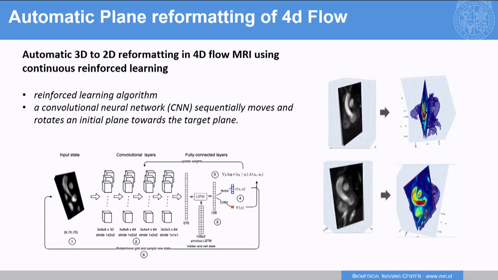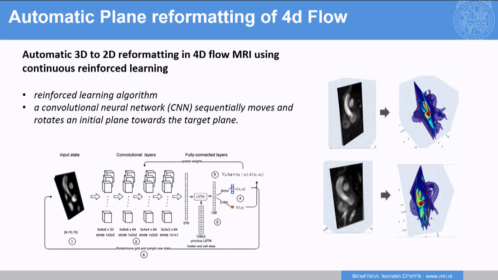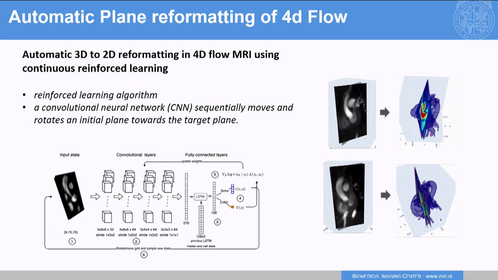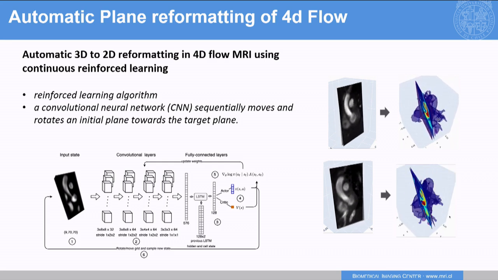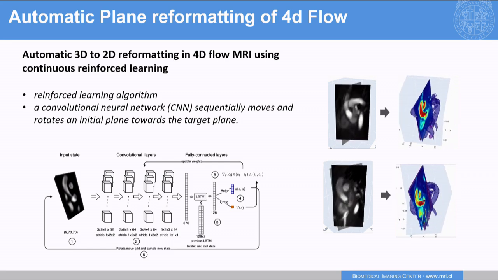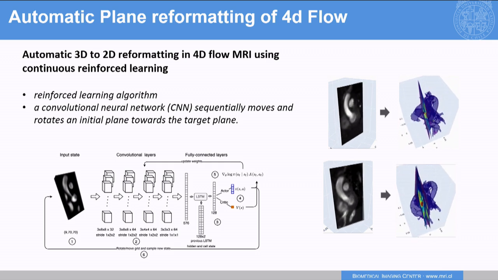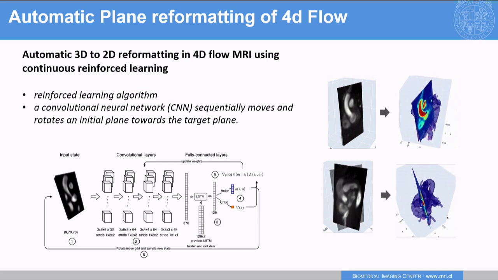In this case, we are developing a convolutional neural network that sequentially moves and rotates an initial plane towards a target plane, as you can see in this video. And the target plane could be any plane, as you train the network. So I think maybe these AI solutions might become available, and we can actually sort out the problem of measuring just the standard 2D measurements for 4D flow.